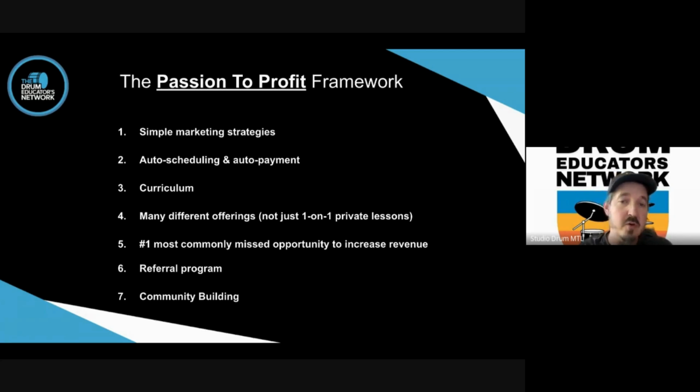And then the number one most commonly missed opportunity to increase revenue. That's the little cliffhanger, so you've got to watch till the end to get to that. And then building a referral program. That's super important to getting your new students on autopilot. And then the last one is a long-term strategy, which is community building, which is one that I probably focus on the most at my studio. And I think out of everything, that one helps the most to keep people for the long term, building a community and making people feel like they belong.